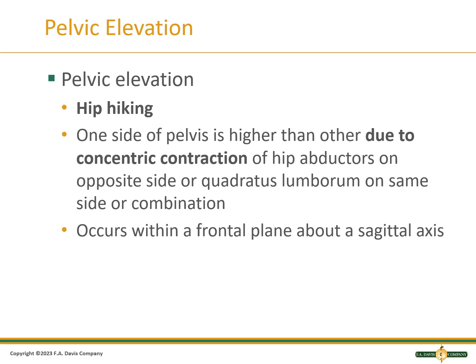Pelvic elevation is the opposite of a lateral tilt, because where a lateral pelvic tilt is a result of decreased muscular control and the pelvis dropping, pelvic elevation is an intentional action. We can also call it hip hiking, but it happens when one side of the pelvis is elevated by concentric contraction of either the contralateral hip abductors or, more likely, the ipsilateral quadratus lumborum. Pelvic elevation creates adduction of the elevated hip and abduction of the lower hip.